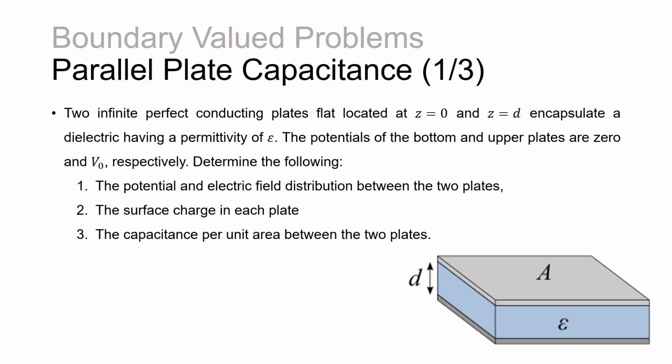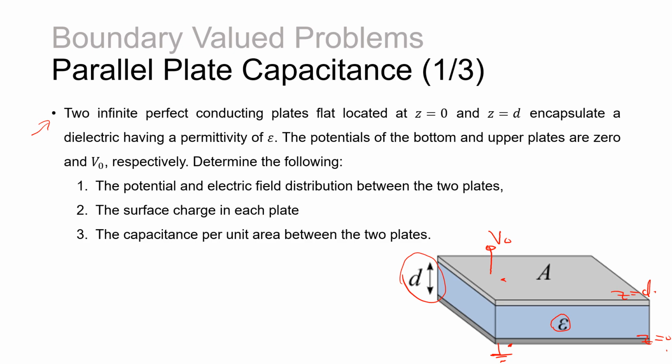In this specific problem, we are asked about the parallel plate capacitance. So let's read it together. We have two infinite perfect conducting plates, this one at the top and the one at the bottom. Here z equal to 0, z equal to d. Here we have a voltage V naught. Here we have a ground. And between them, there is a dielectric which has epsilon as its permittivity. The distance between the lower and upper plate is d.